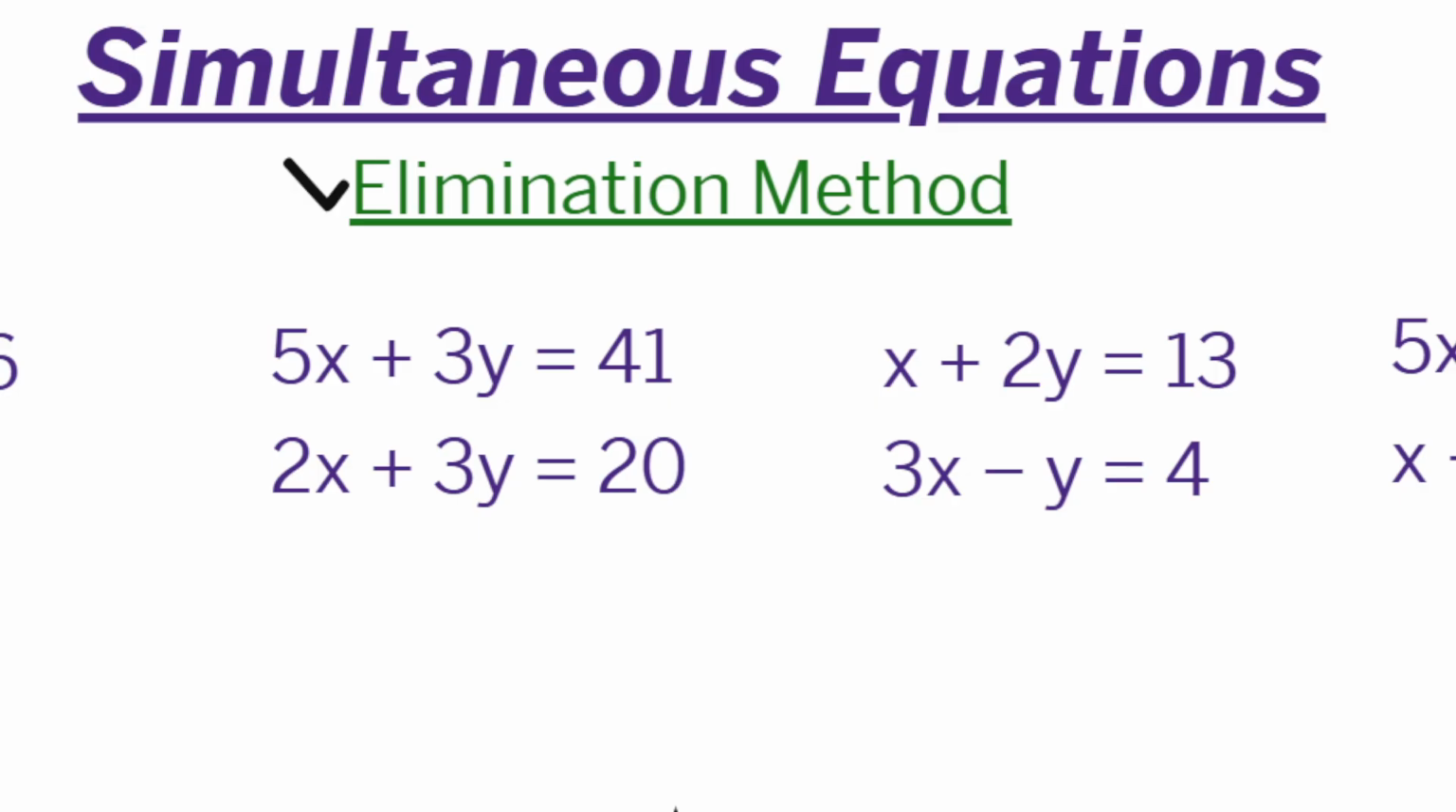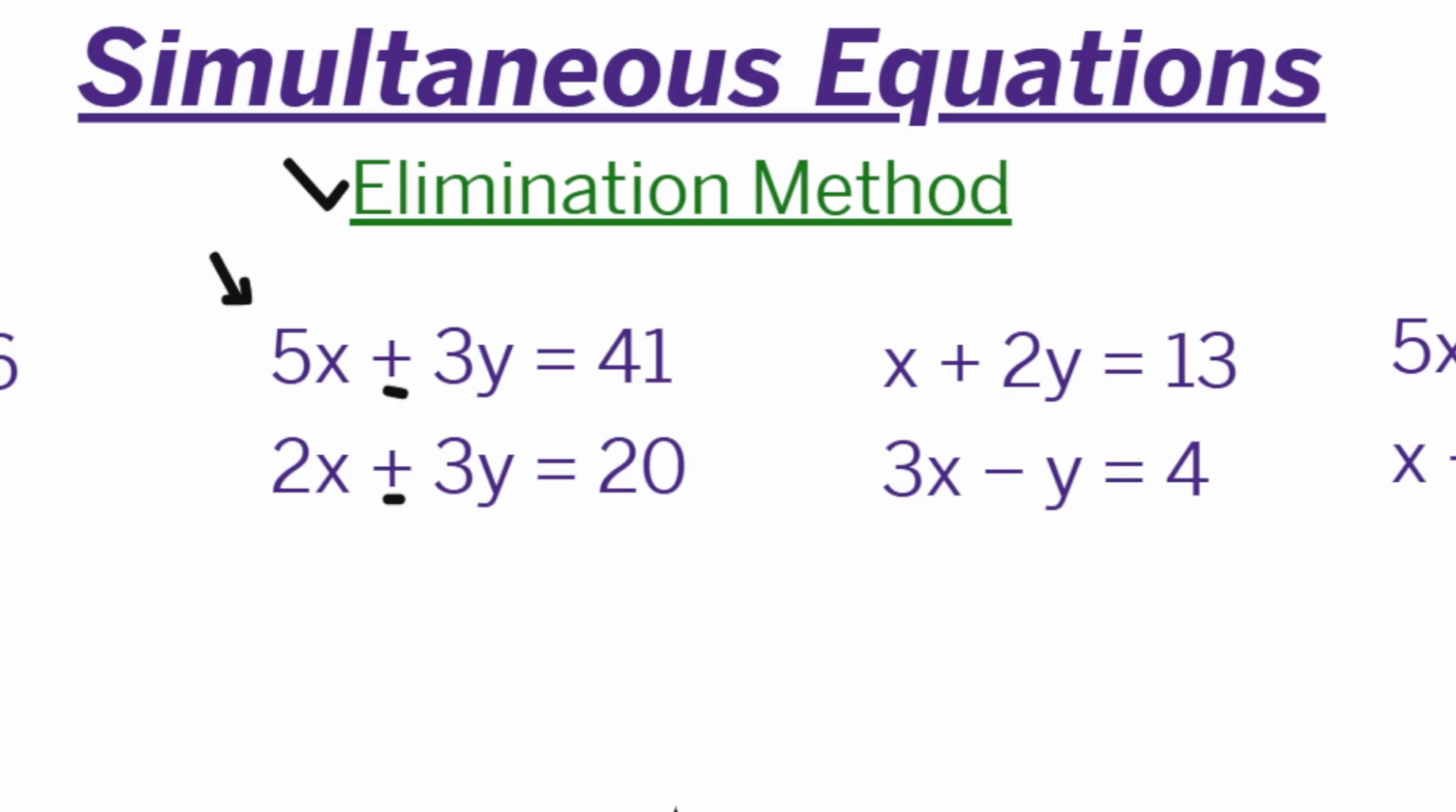Now let's look at the first example here. I have 5x plus 3y equals 41, and 2x plus 3y equals 20. The first thing I look at is, are the x's equal or are the y's equal? In this example, 3y is equal to 3y. That's very good. The second thing I look at is the sign. Are they both positive or negative?